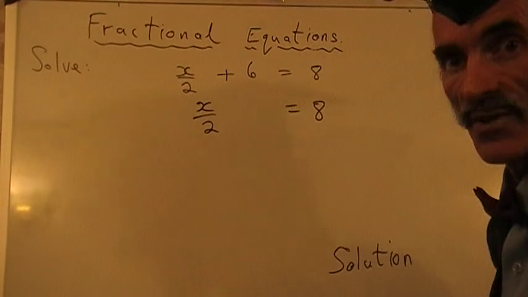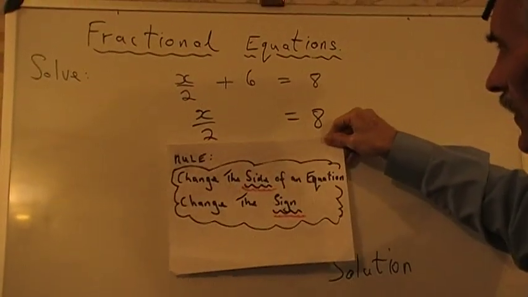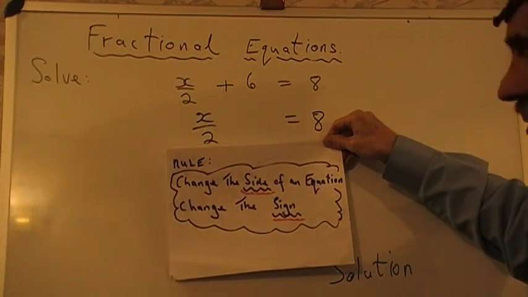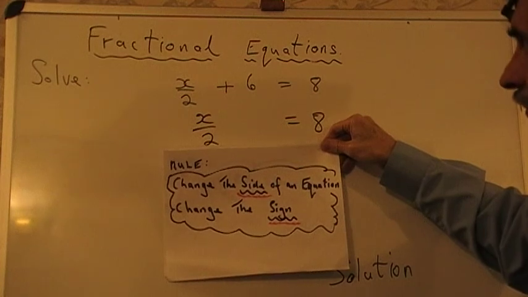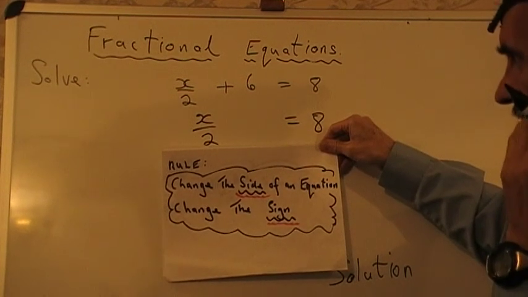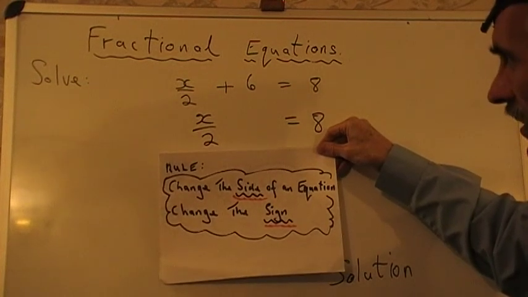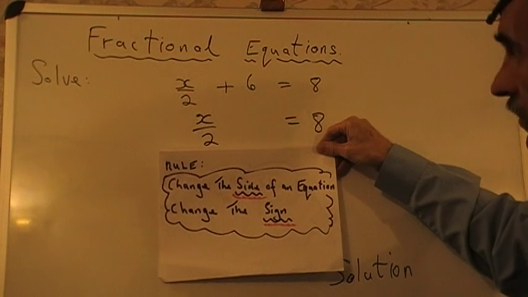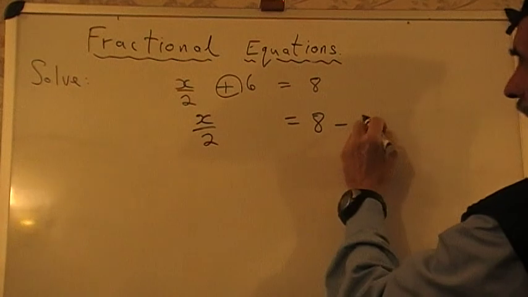I said I'm going to move the 6, but when we move that 6 we follow another rule. And the rule is, if we change the side of an equation, then we change the sign. I'll repeat that. If we change the side of an equation, we change the sign. What that means is, when we go over the equal symbol, we change the sign of that plus 6 going over. So that plus 6 here will become minus 6.